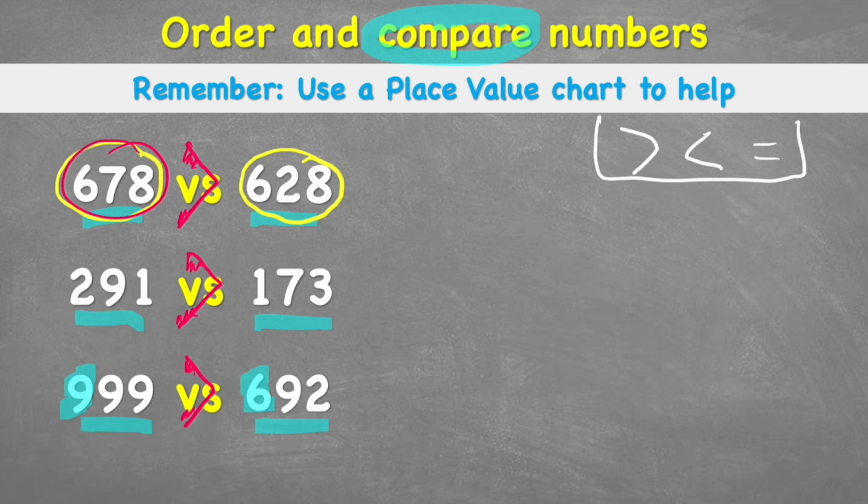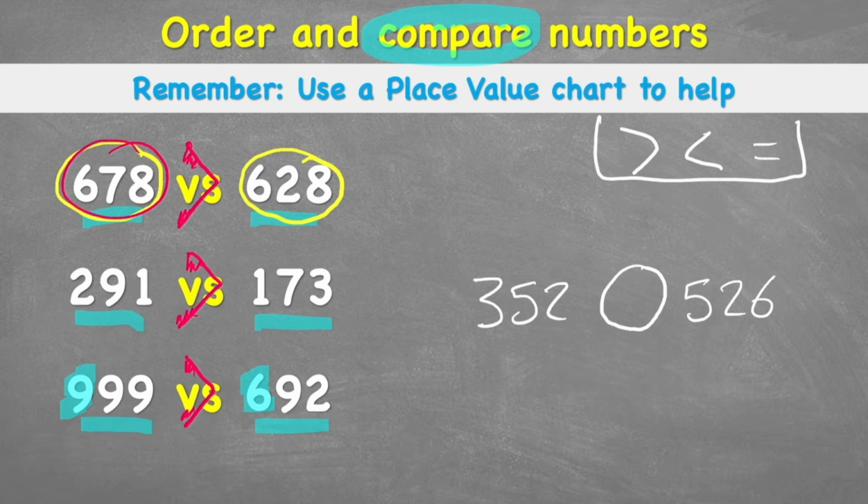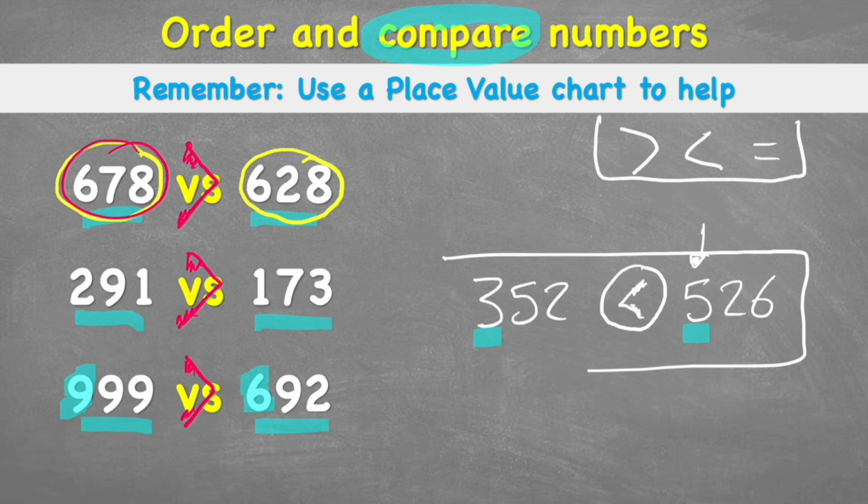Let's have a bonus one. Let's have 352 is greater than, smaller than, or equal to 526. Well, I don't even need to do my place value chart because I can just see that in the hundreds column I have different numbers, so therefore the 5 will always be greater than a 3. So therefore this number is larger and my crocodile would rather eat that number. So my number sentence reads 352 is less than 526. And that's how to compare numbers.